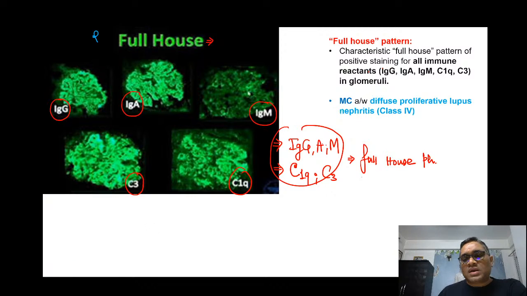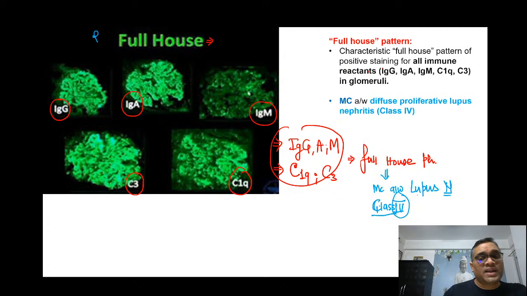The clinical significance is that when you see full house phenomena, remember, most commonly they are associated with lupus nephritis. And which class or grade? Class 4, diffuse proliferative glomerulonephritis. And this will also be an indication of active disease and bad prognosis. This can be a future question.